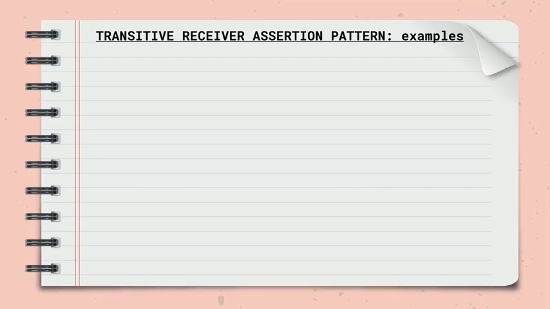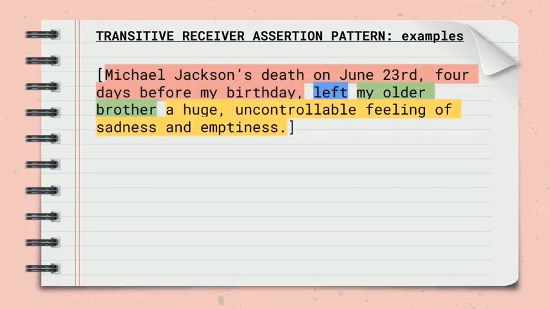In order to exemplify the transitive receiver assertion pattern, we add the green color to show the indirect object. So, in this sentence: Michael Jackson's death on June 23rd, 4 days before my birthday, left my older brother a huge, uncontrollable feeling of sadness and emptiness. We have the subject from Michael to birthday, then the transitive verb left, and my older brother as the indirect object followed by the direct object in yellow.